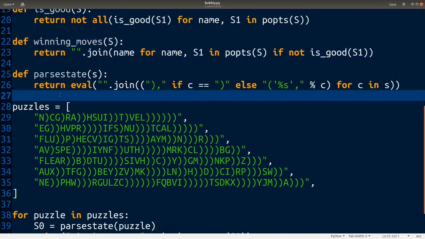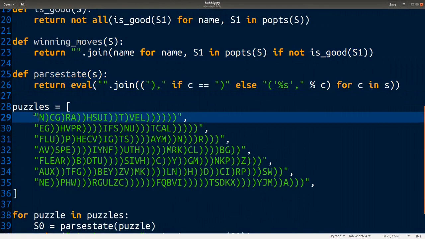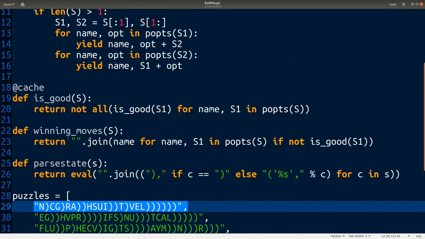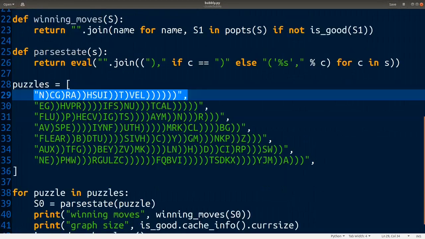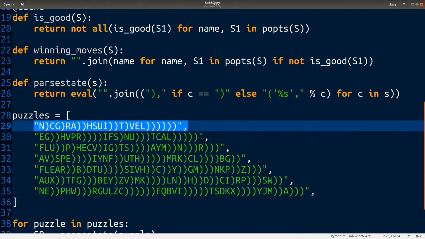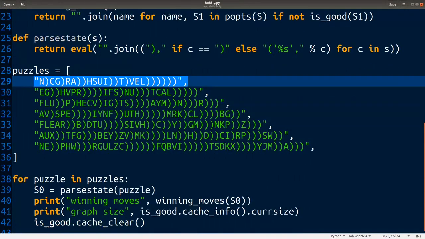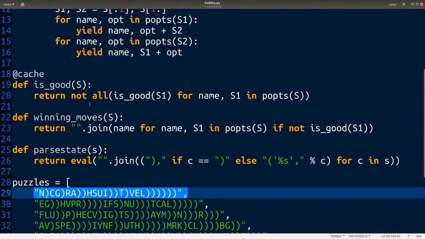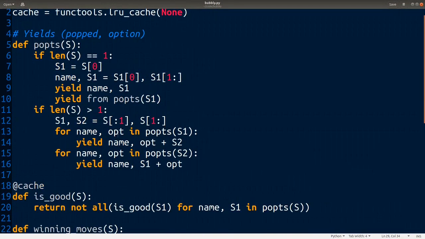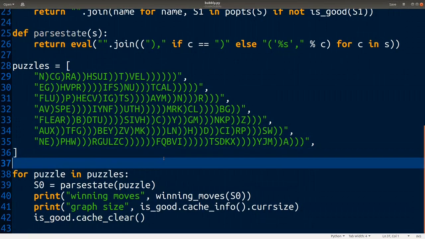And finally, we have a parsestate function. This turns a representation of a state that's a string into something that Python can actually work with, made of nested tuples. So all of these things, the ops function, the isGood function, winning moves, parsestate, those are all going to be super common things, and it's all just a matter of writing it tailored for your specific case. But the overall structure of the program, with winning moves calling isGood recursively, and which calls options recursively, that's all very standard for solving impartial games.